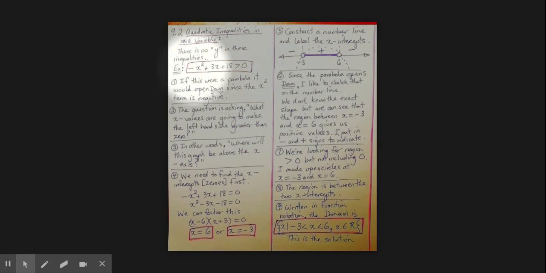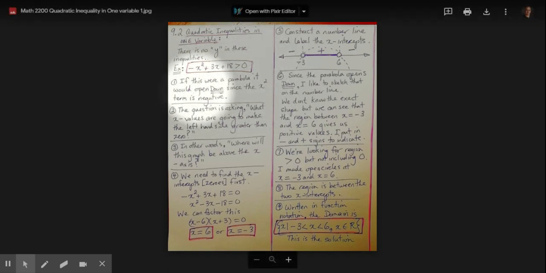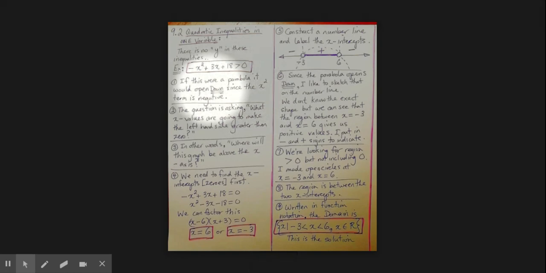Now, even though there's no y in this, if this were a parabola, it would open downwards in a big U shape like this. And the portion of the graph that's above the x-axis, that's the answer that we're looking for. So really the question is asking you, what x values that we plug in here are going to make this give us an answer greater than 0? They're going to give us answers that are above the x-axis.